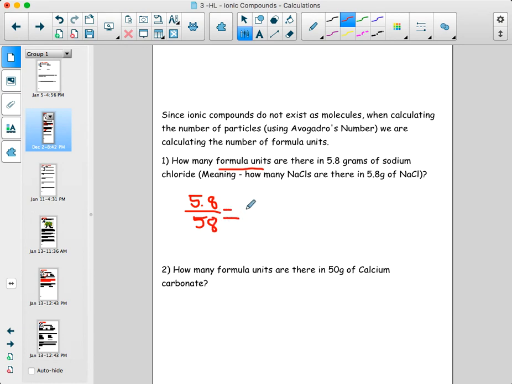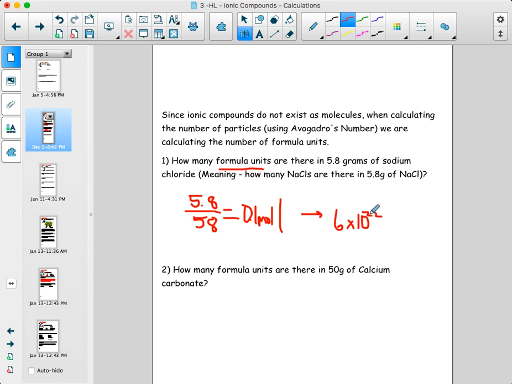So we would have 0.1 moles, and 0.1 moles times Avogadro's number, so times 6 times 10 to the 23rd. I'm just going to skip writing it. And it would be 6 times 10 to the 22nd. So there would be 6 times 10 to the 22nd formula units of NaCl.